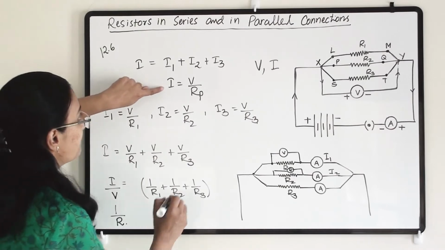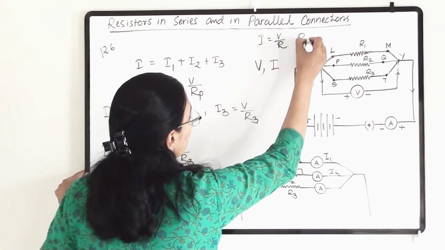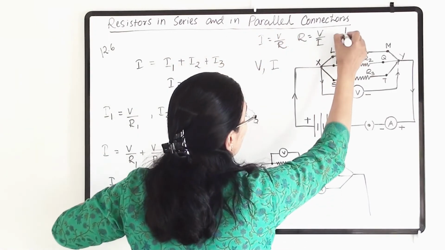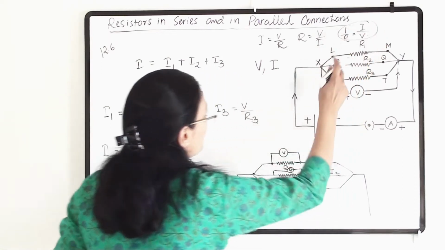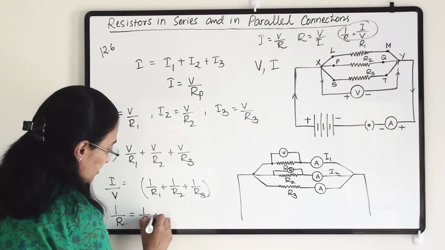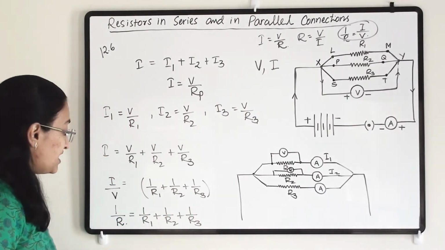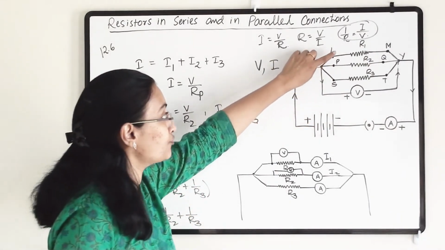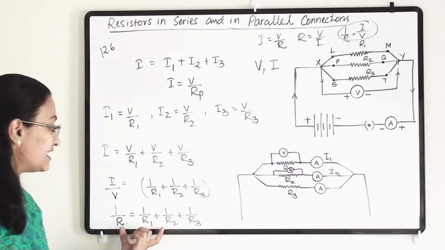We know that we have written I equals V divided by R, so R equals V divided by I. When we take the reciprocal of this, we get 1 divided by R equals I divided by V. So that is something we are going to use here: 1 divided by R equals 1 divided by R1 plus 1 divided by R2 plus 1 divided by R3. So when we calculate the combined resistance produced from the parallel connection of all the resistors together, we have to utilize this formula.